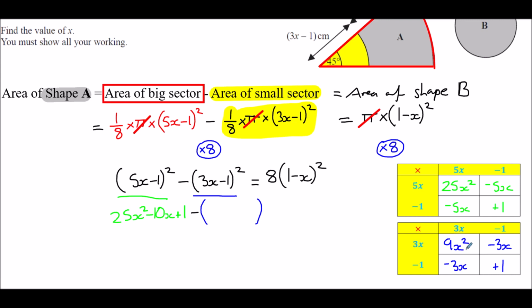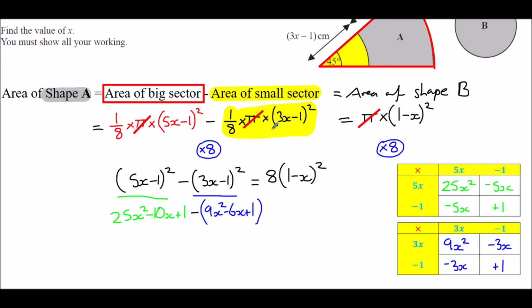So overall, what we've got here is 9x squared. Minus 3x, take away another 3x. We're taking away 6x in total. And finally, plus 1 goes here.